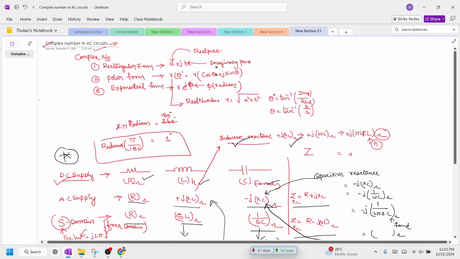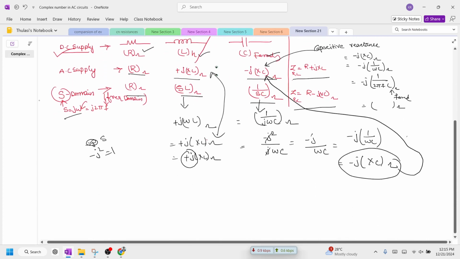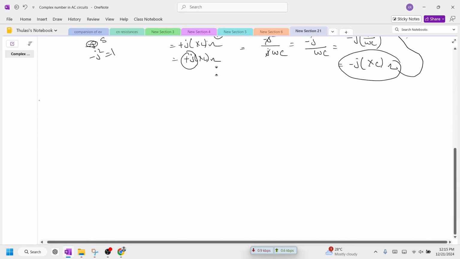So there are three types of complex number: rectangular form, polar form, and exponential form. Rectangular means a plus ib form, polar means r comma theta, exponential means r at an angle phi. So here theta is in degrees and here phi is in radians. This is the conversion formula. Let us try to solve a few problems, then you can understand better.